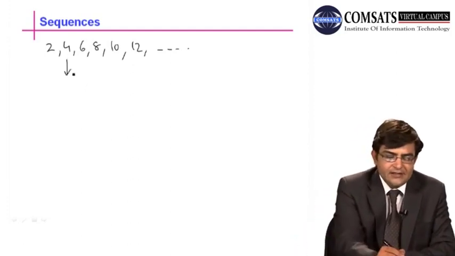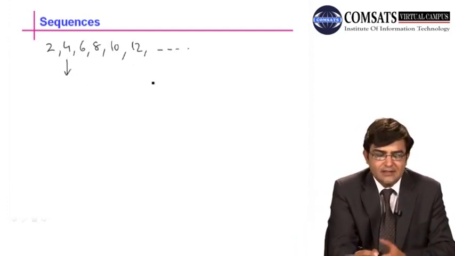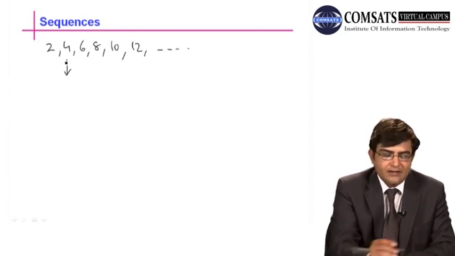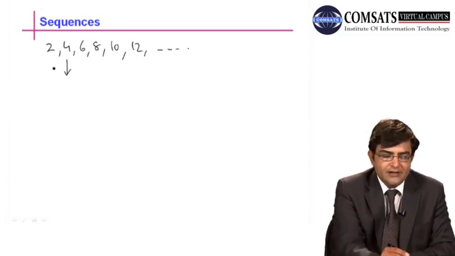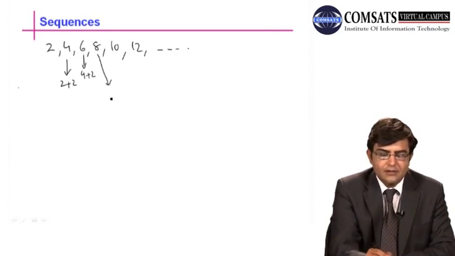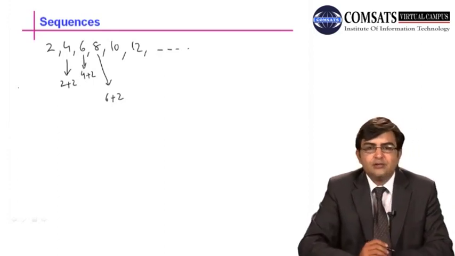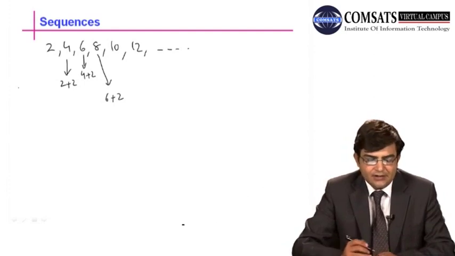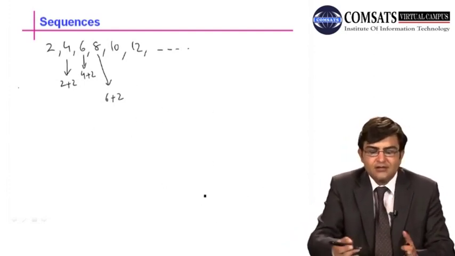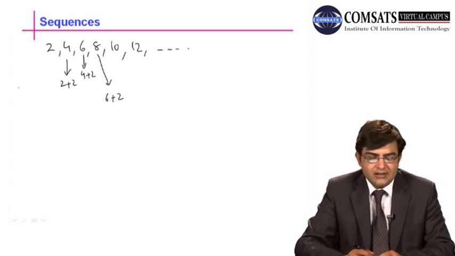For example, this is a sequence of even numbers. The next number is obtained by adding 2 to the previous number. If we add 2 plus 2, we get the next term, and again the next term is obtained by adding 2 to the previous term. So there is a relation between these numbers. Such a set of numbers is called a sequence.